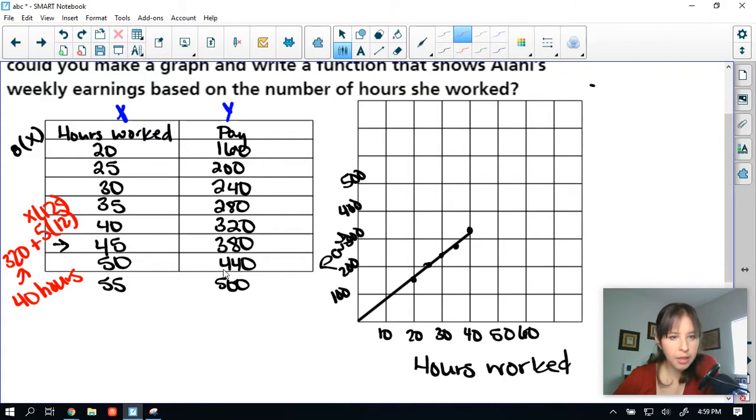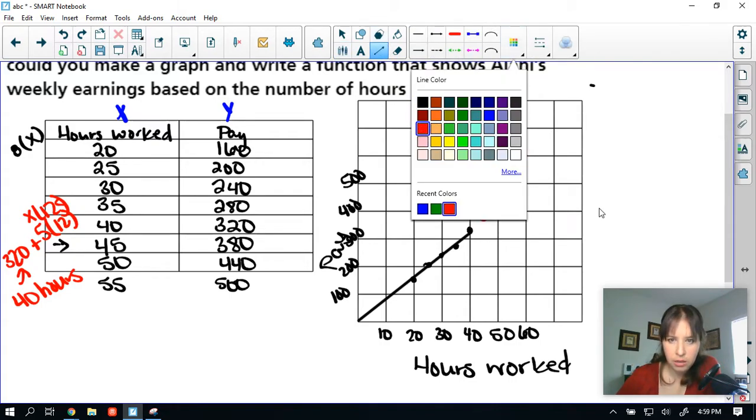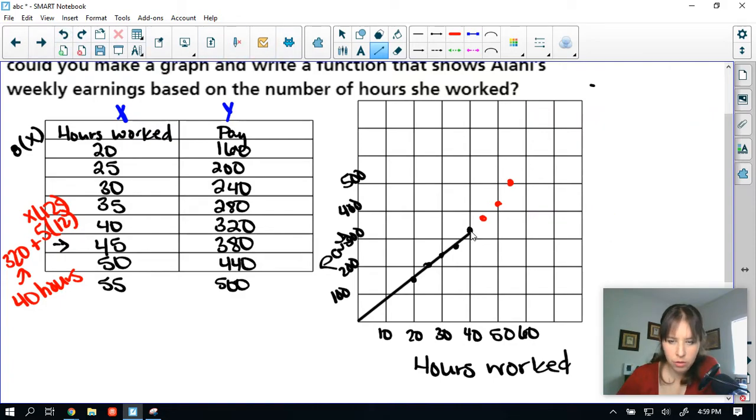Now right here, when she gets paid time and a half, I'm going to do this in the color red. So at 45 hours, she's making $380. At 50 hours, she's making $440. And at 55, she's making $500. So there's a slight change in the slope of this new graph. Just a very slight change, but it does come up, and then it goes kind of like this. This is more exaggerated than what you see here, but this is the idea of what it actually does.